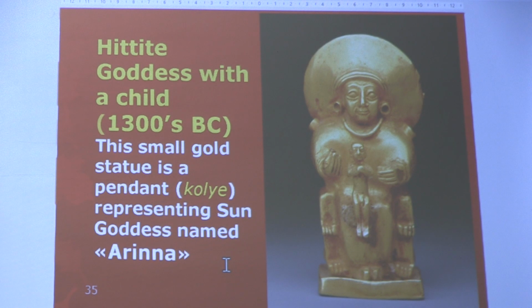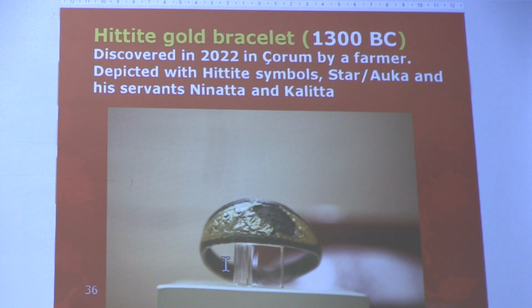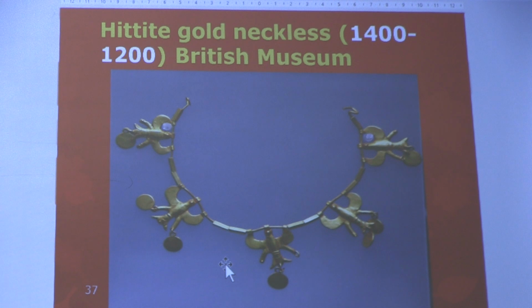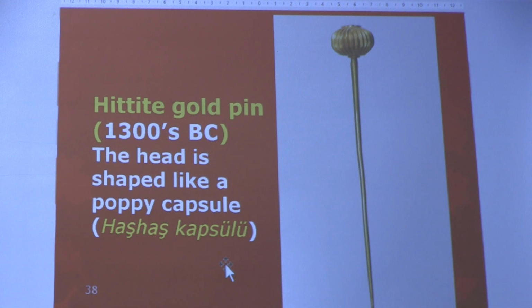But let's switch to Hittites again. This is a Hittite goddess with a child. A small statue, it's used as a pendant, very, very small one. This is a gold bracelet from the time of Hittites. This was just recently found, just this year, I think several months ago, in Çorum. He was digging his farm. He accidentally discovered this bracelet, very new. And a gold necklace. This is not in Turkey, unfortunately, it's in the British Museum. And a Hittite gold pin.